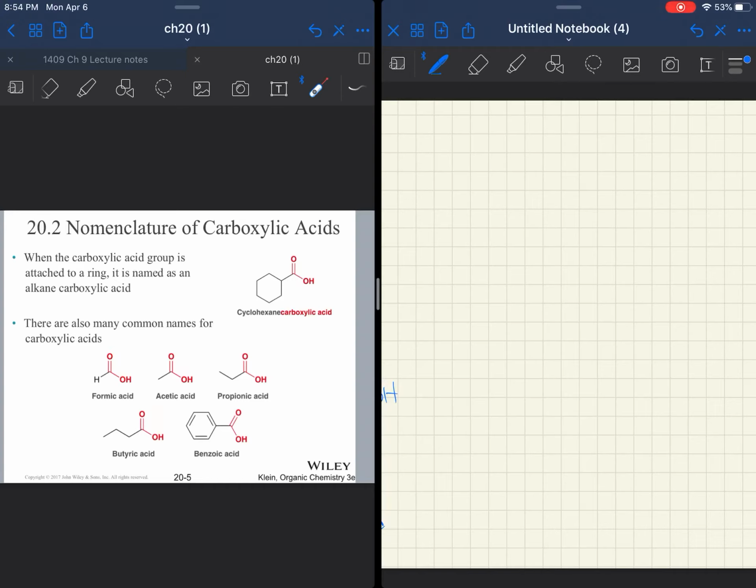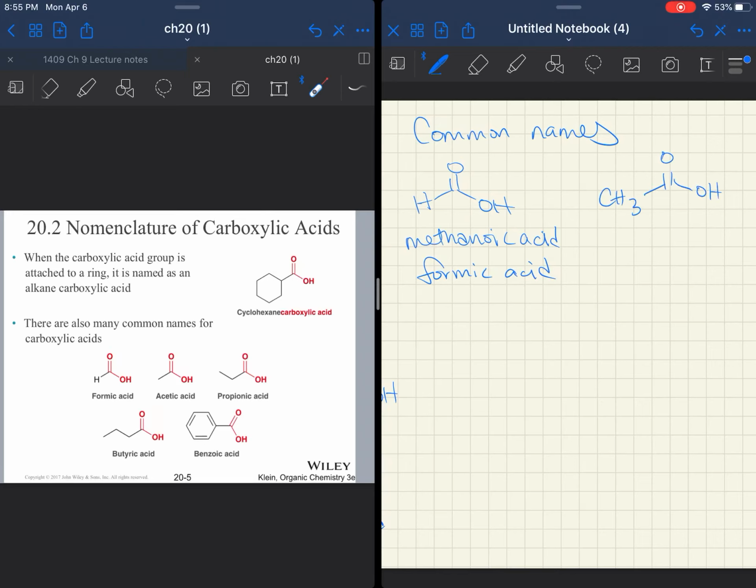Now, I don't care for you to know the carboxylic acid on a cyclohexane up here. I will be skipping that. But there are a few common names that you need to know. Common names like formic and acetic acid. I do want you to know them to the point where I'm going to repeat them, even though they're on the slide right next to me. This would be methanoic acid.